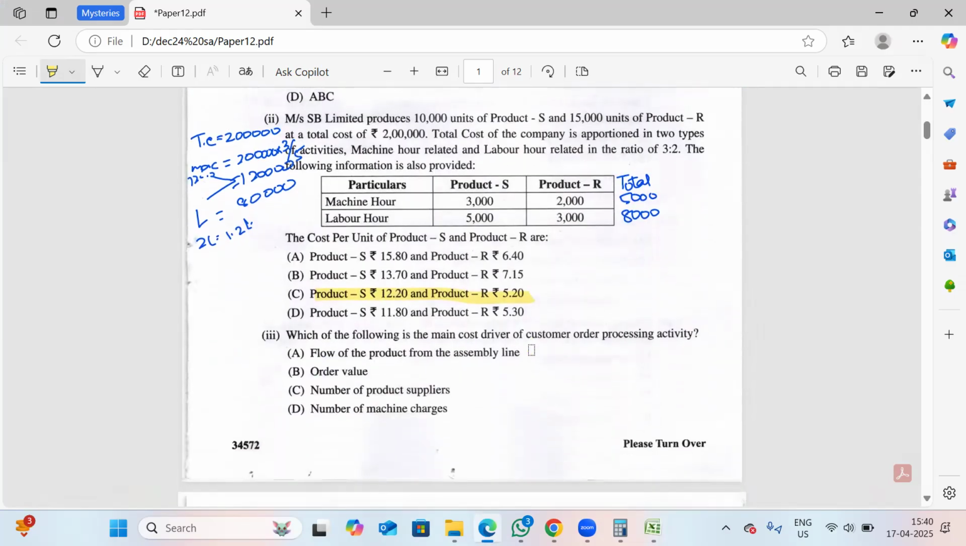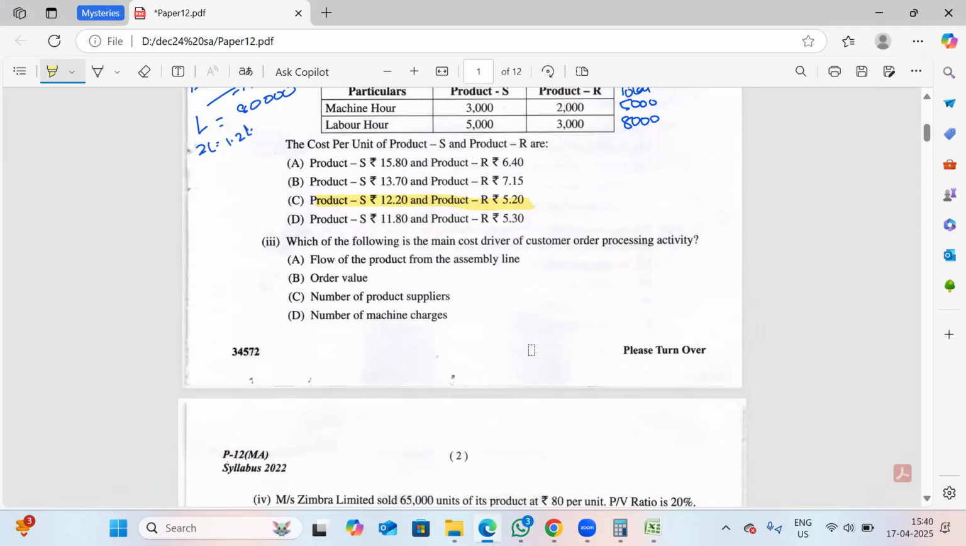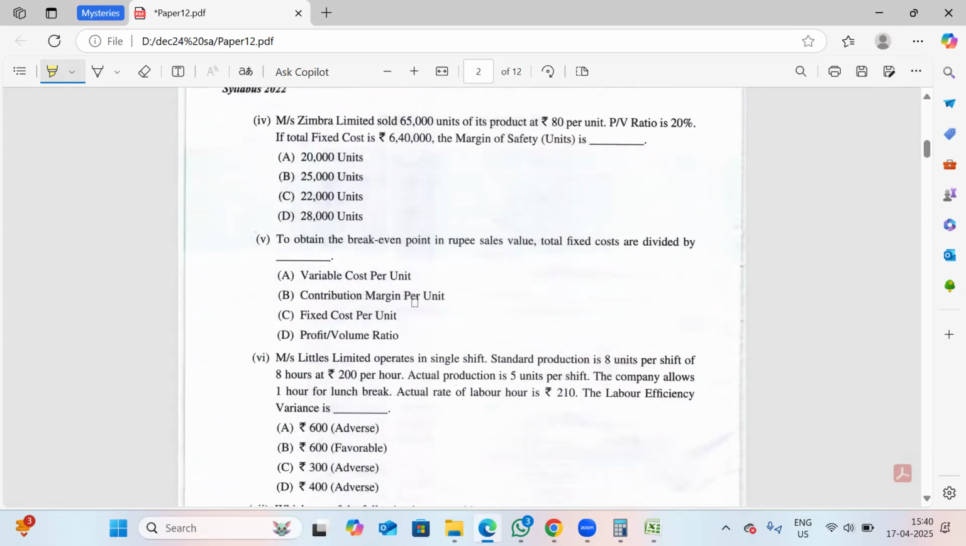Which of the following is the main cost driver of customer order processing activity? Relating to customer order processing, what will you consider? Order value. So order value will be the main cost driver. Let's move on to the fourth question.